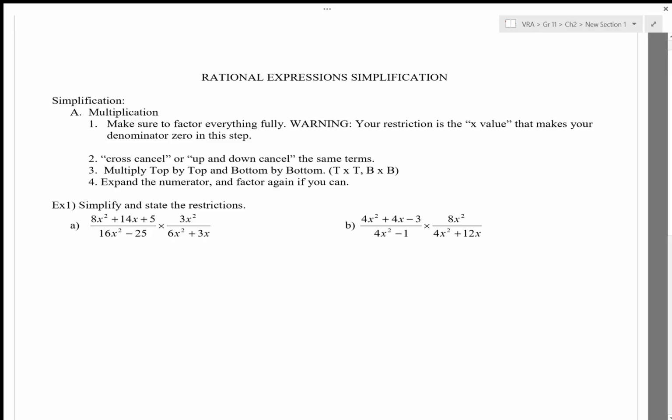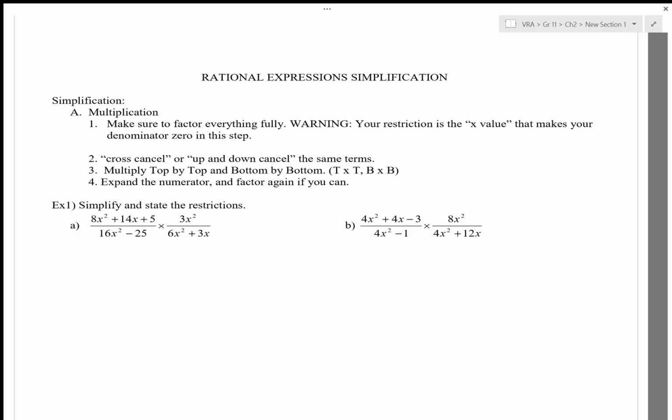Hi guys, this is the second lesson of Unit 2, or Chapter 2. It is about rational expressions simplification. In this case, you're going to deal with rational expressions which are in fraction format, and their addition, subtraction, multiplication, and division. This is pretty much the same as how you do fractions.